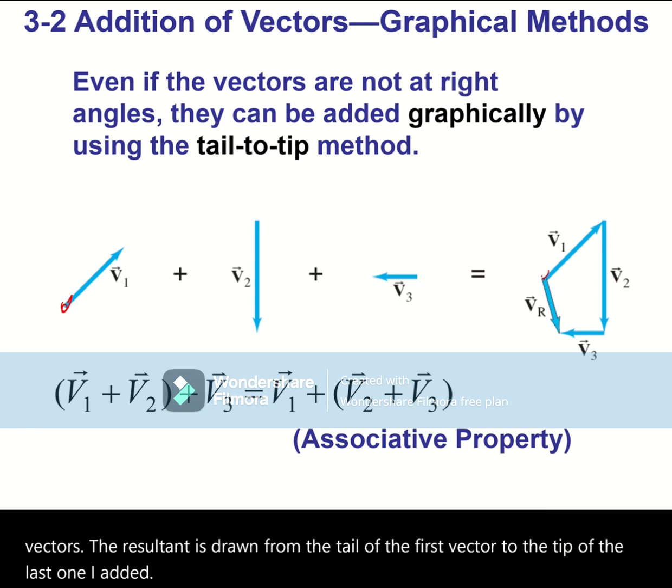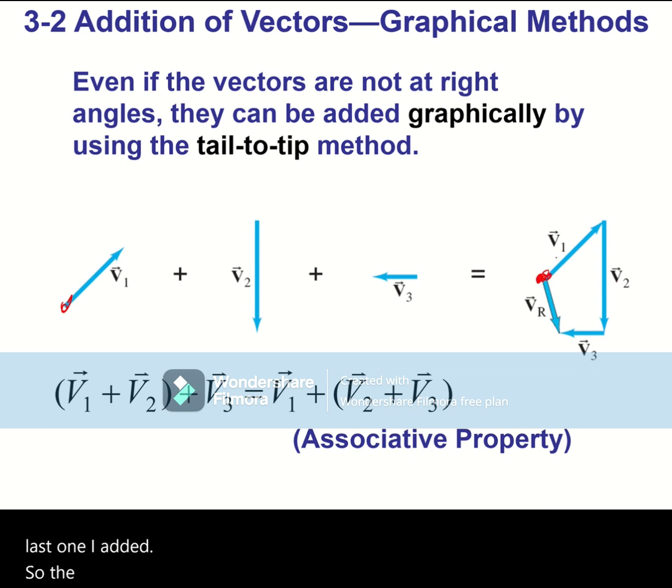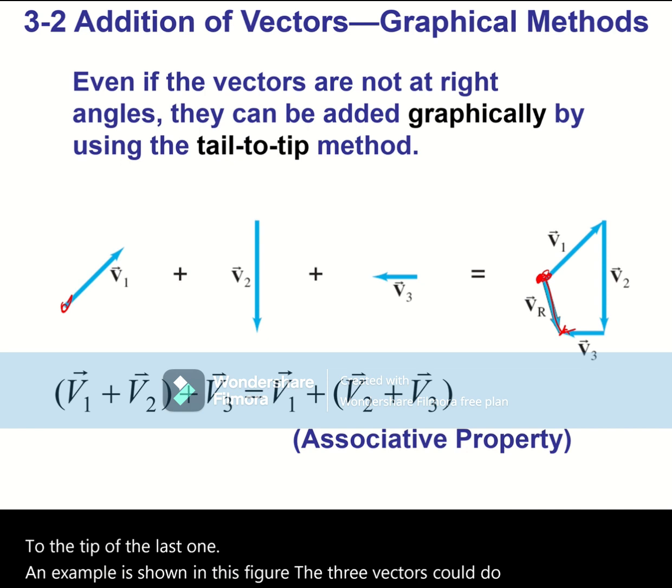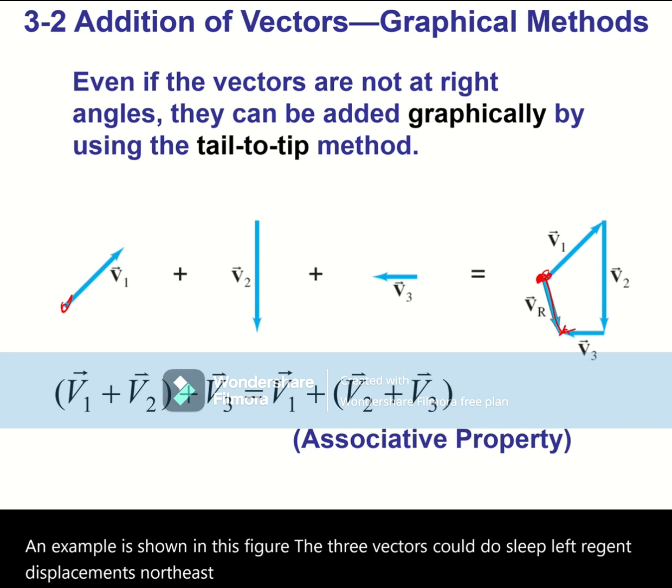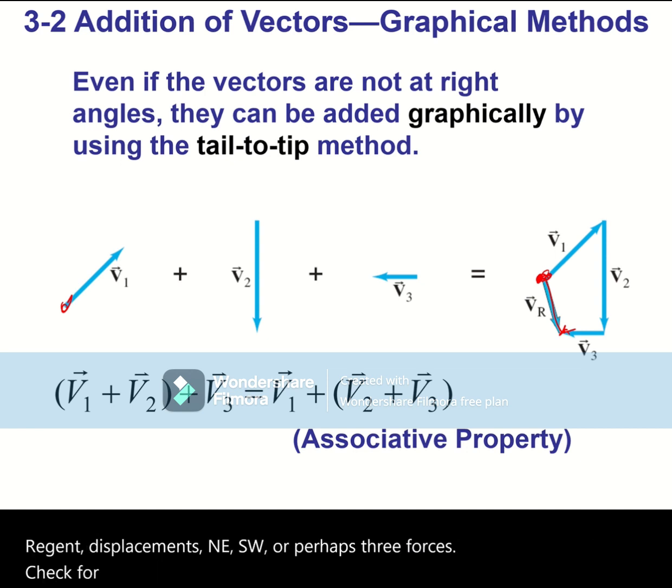So the first tail to the tip of the last one. An example is shown in this figure. The 3 vectors could just represent displacements, northeast, south, west, or perhaps 3 forces. Check for yourself that you get the same resultant no matter in which order you add the 3 vectors.